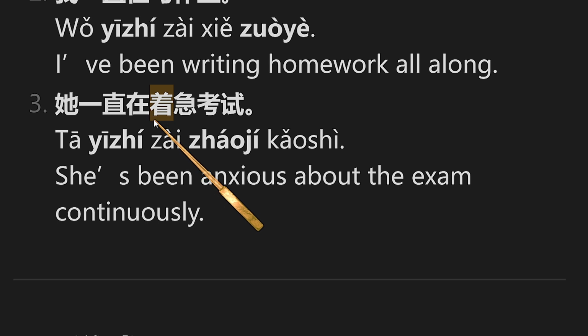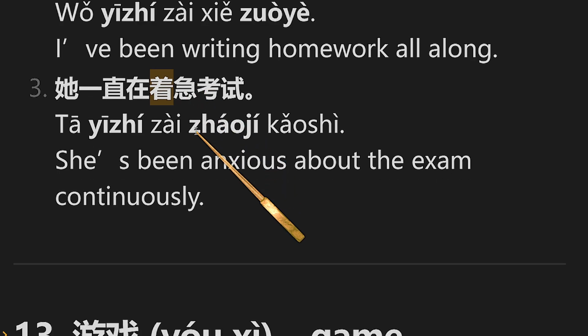一直在着急. Be careful, this character has a lot of pronunciations, and one of them is 着. Before it was, for example, 他看着我, the state of a long process. But here it is 着急. Be careful.